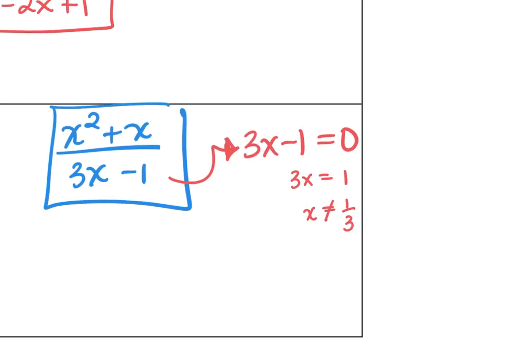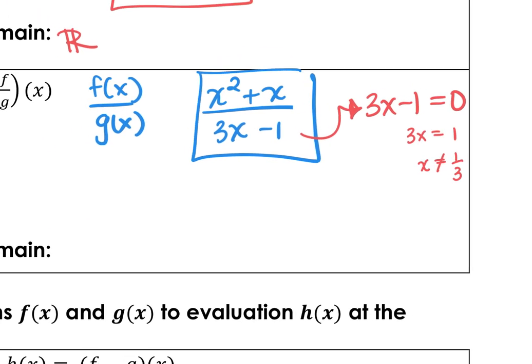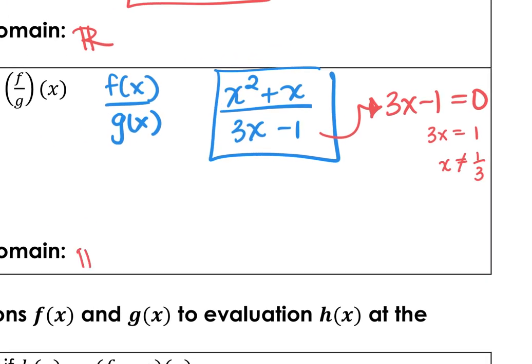Because if I plug 1/3 into the denominator, now it equals 0, and we'd get an error in our calculator because you can't divide something by nothing. So for your domain, this is going to be all real numbers except that x cannot equal 1/3. So every value except 1/3 could be a part of that domain.